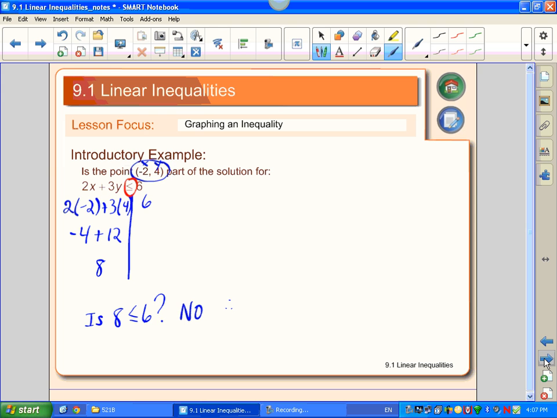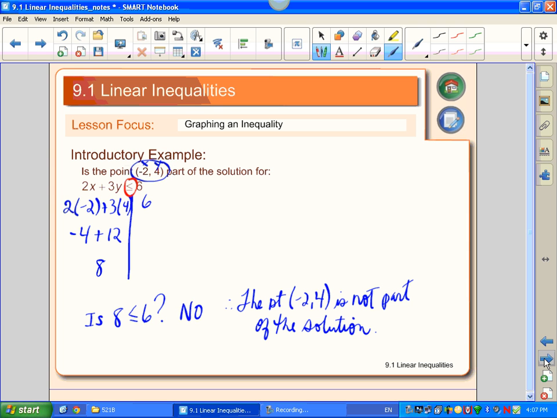Therefore, the point -2, 4 is not part of the solution. So this is answering the question using the algebra.